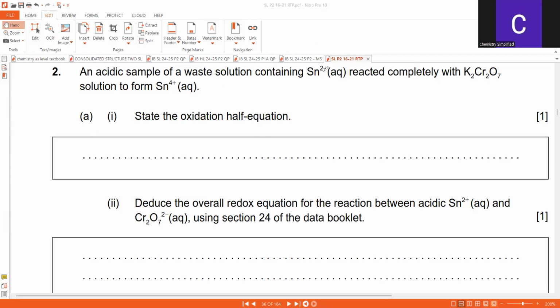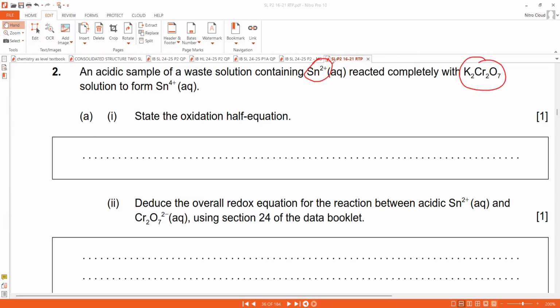So see in this question, the two reactants are Sn2+ and K2Cr2O7. So reaction is between these two. In K2Cr2O7, potassium is a spectator ion. So you may take Cr2O7 2- as the ion which is actually getting reduced, oxidizing the Sn2+. So reaction between Sn2+ and Cr2O7 2-. Potassium is a spectator ion. And since they wrote K2, there are two potassium, I took the charge of the anion as 2-.